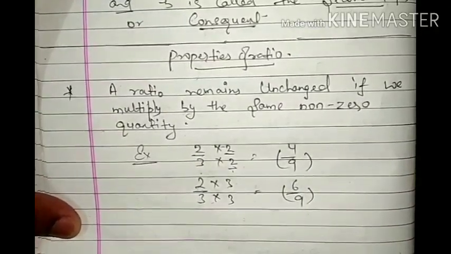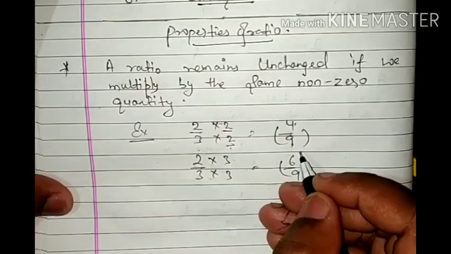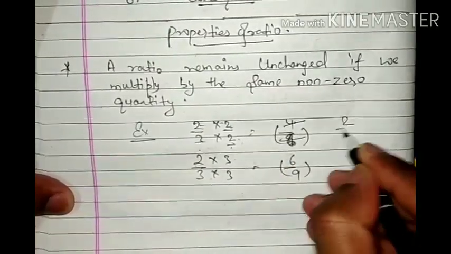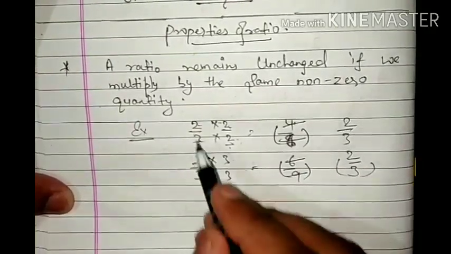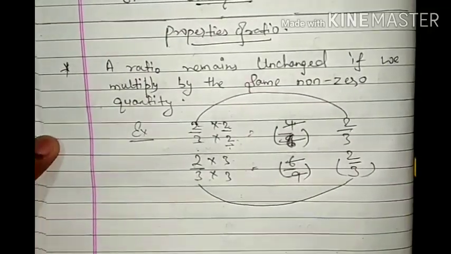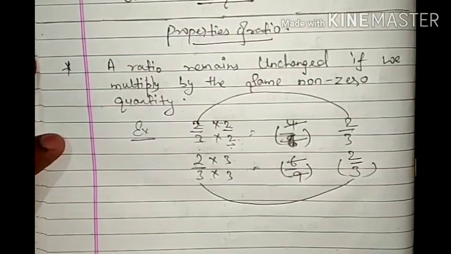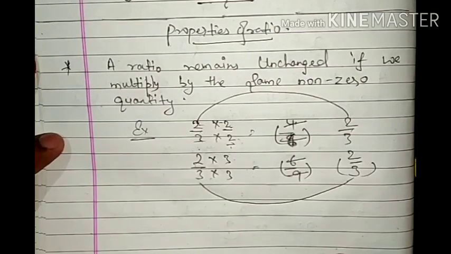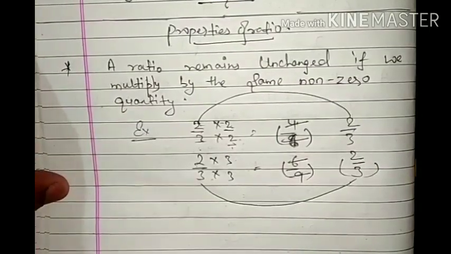Why am I saying that there is no change in the ratio? Because when we cut it, 2 2 ja 4 and 2 3 ja 6, 3 2 ja 6 and 3 3 ja 9, 2/3 is the same as 2/3. Again 2/3 is the same as 2/3. As you can see, there is no change in the ratio. This implies that whenever we multiply the ratio by the same non-zero quantity, the ratio does not change. This is the first property of ratio.